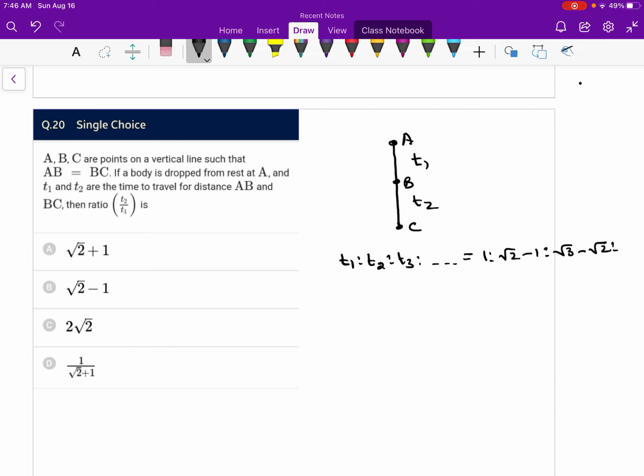Okay, so if T1 upon T2 is 1 upon root 2 minus 1, then T2 upon T1 is root 2 minus 1 upon 1. So B is the correct option.